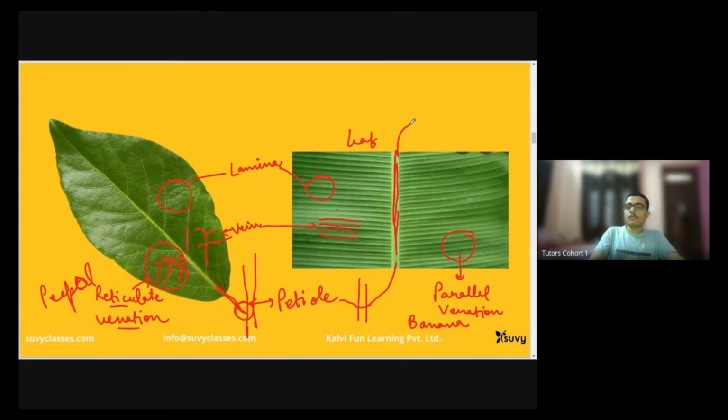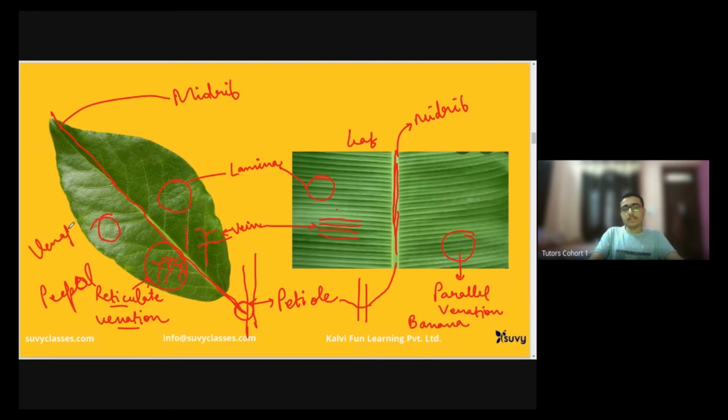This is the midrib. This is the midrib, extending till the petiole. All right. Now, on either side of the midrib, this side and this side, these are the veins, and the pattern these veins follow in their arrangement on the surface of the leaf refers to the venation type.